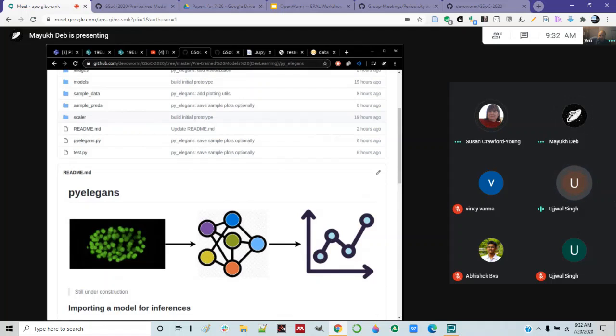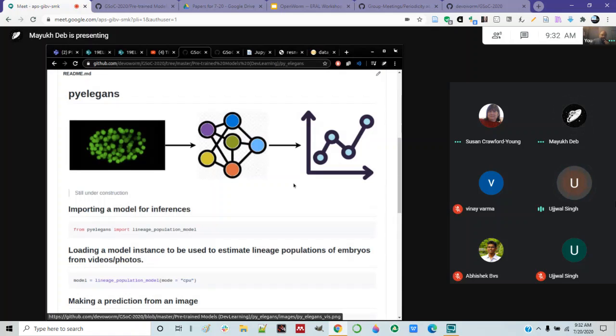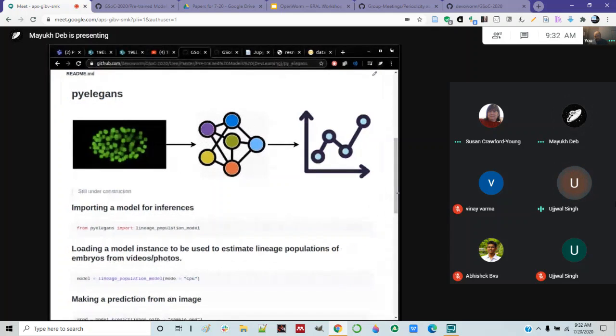Rather than having a different name for C. elegans and for Basileia and some other models, what I have planned is that we can create a pip install DevoWorm AI, or DevoWorm ML, and under it you can have the PyElegance and Basileia models. So instead of from PyElegance, it will be from DevoWorm import PyElegance. There would be digital Basileia on one side and PyElegance on another side, and both of these will be under DevoWorm.